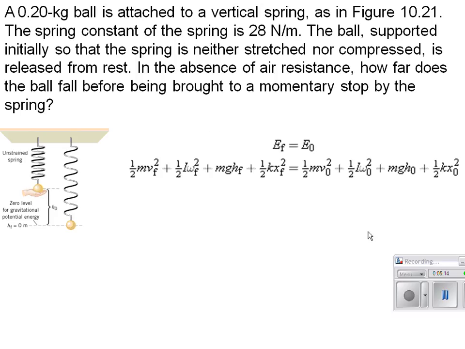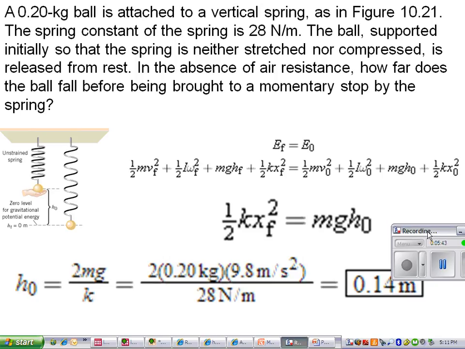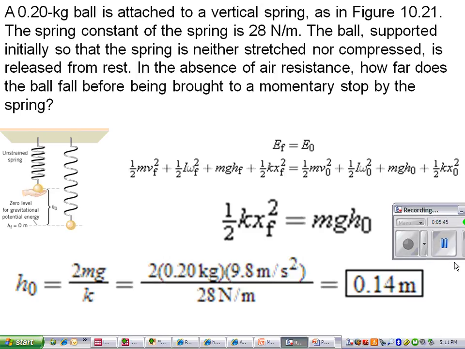Okay, here's the original equation. We have all the energies, and then you have to decide which ones are zero. Here, in the beginning, we only have gravitational potential energy. It only has height. It has no velocity. And on the bottom, it stops. It has no height. We call that h equals 0. So the only thing that occurs is the potential energy in the spring. So we go ahead and plug in our values, and we end up with a height of 0.14 meters.